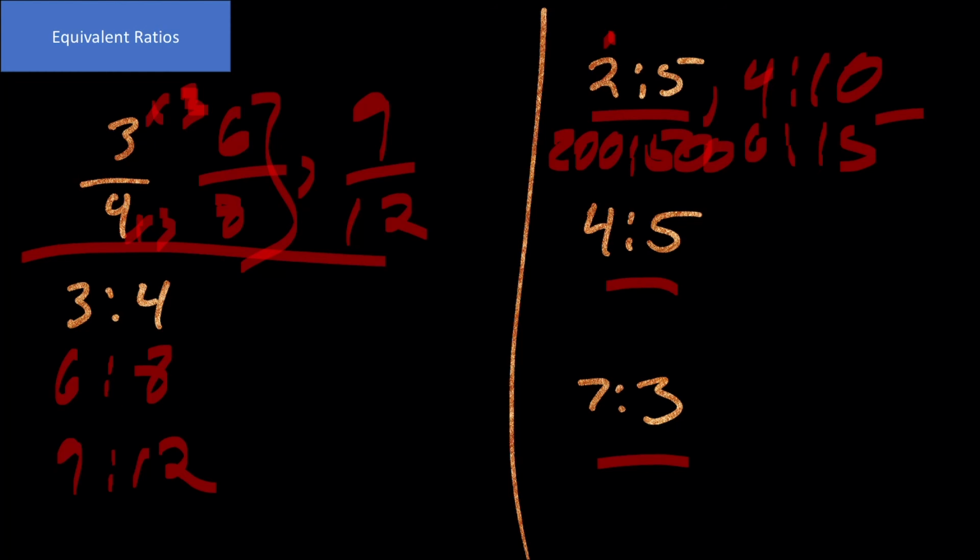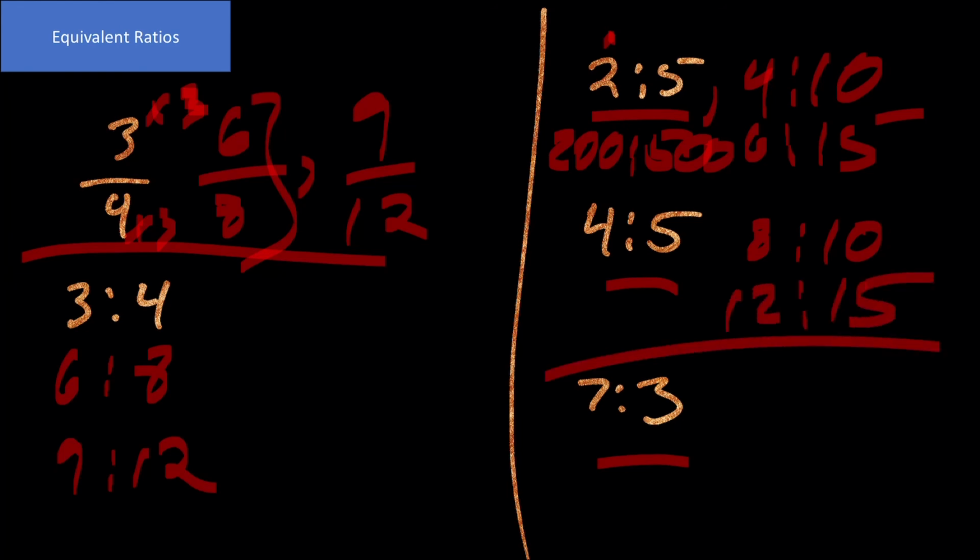All right, here, 8, 10, right? This could be multiplied by 3. Okay, multiplied by 2. And then 3.